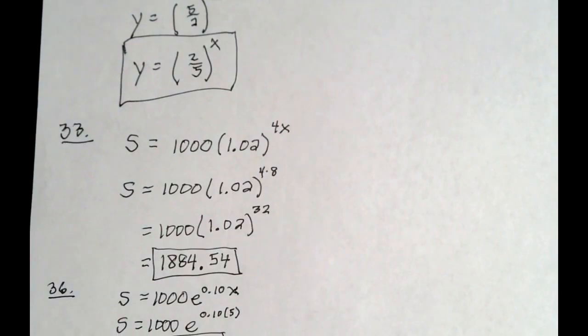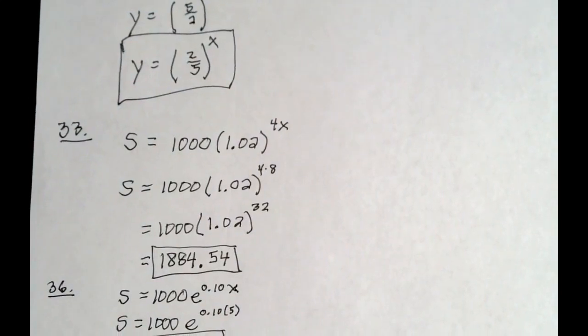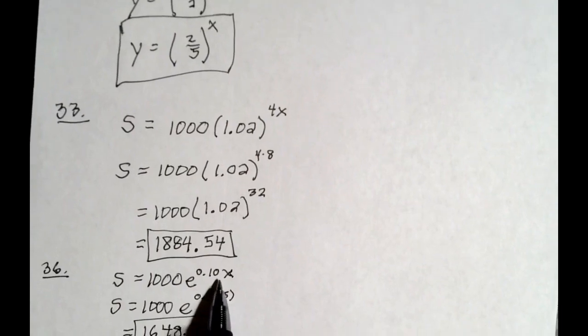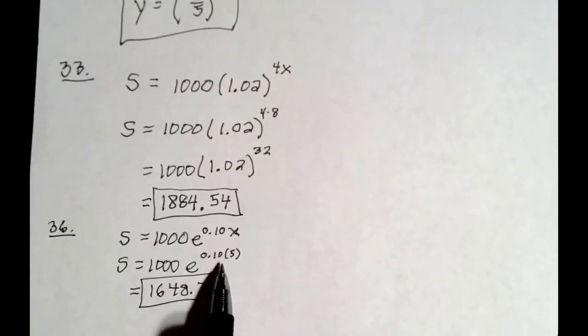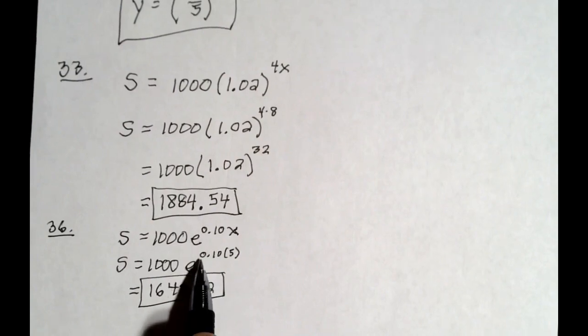And then 36, they say 1,000 is invested for X years at 10% compounded continuously. Okay, so I'd multiply these two together and make that 0.5, and raise e to the 0.5 and multiply it by 1,000, and that's what you get there.